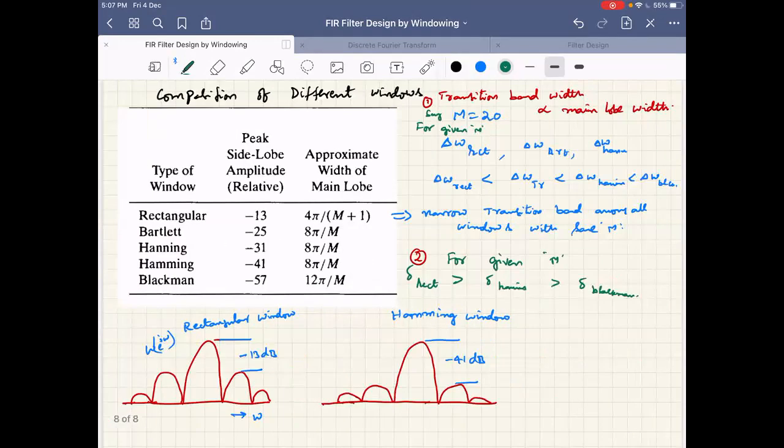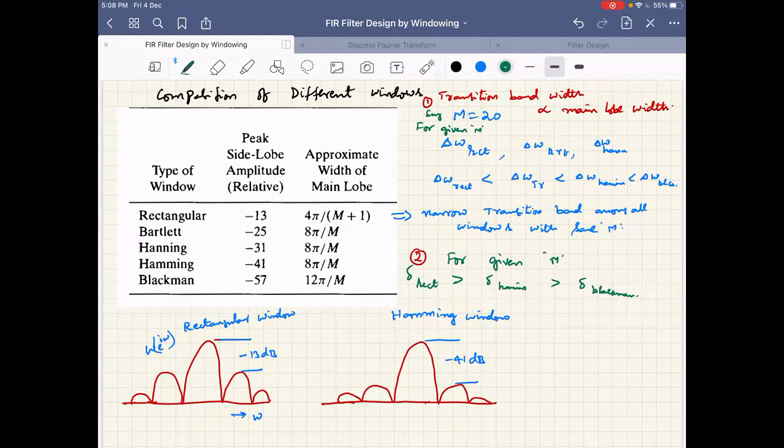Is having higher ripple beneficial, or lower ripple? Having lower ripple is beneficial because we can have lesser attenuations, and the responses more closely look like the ideal filter responses. They do not deviate from the filter response. Delta is the deviation from the filter response in the frequency domain.